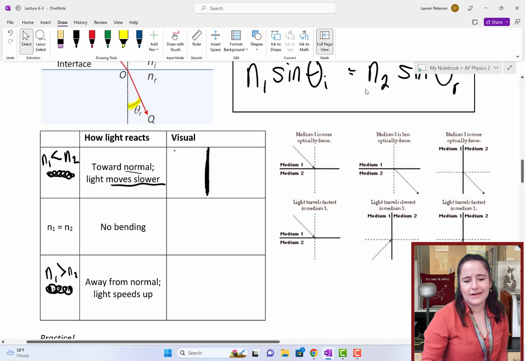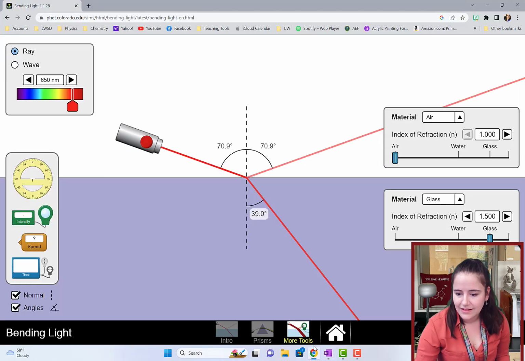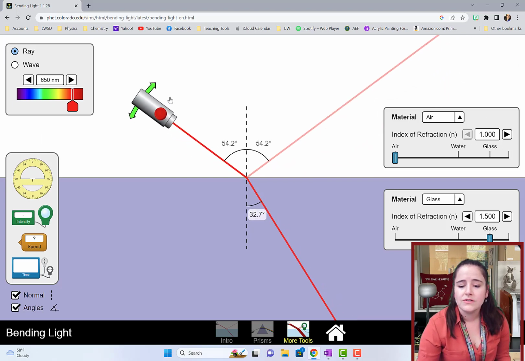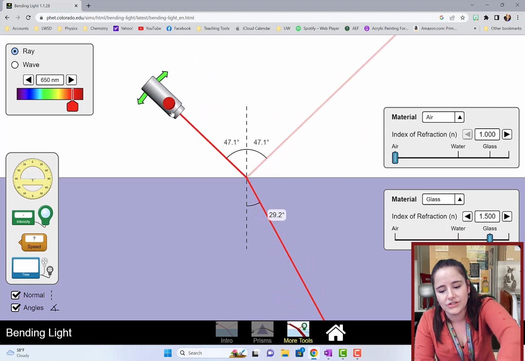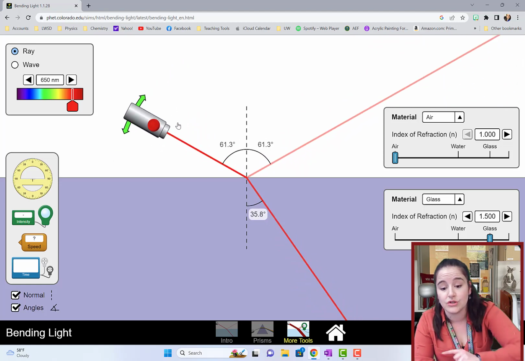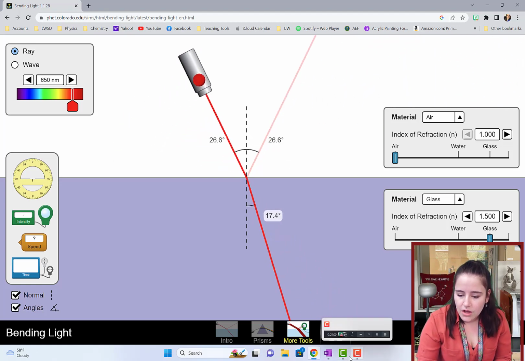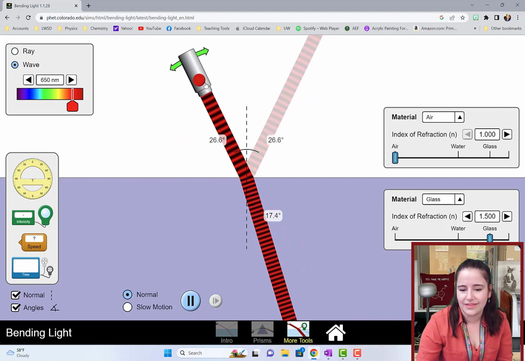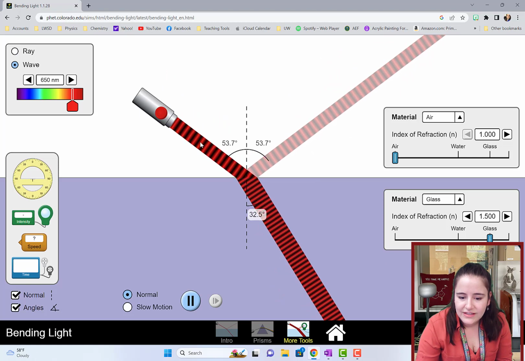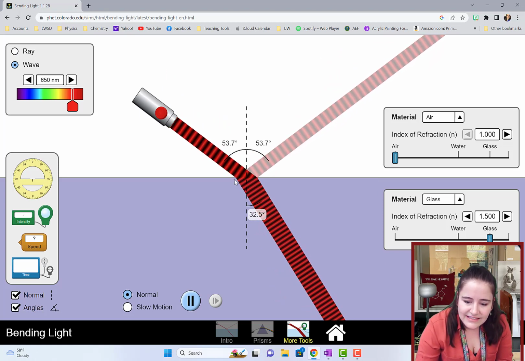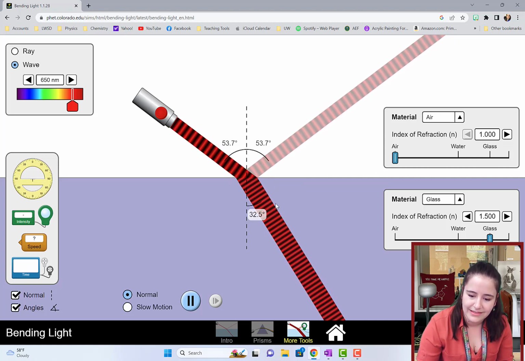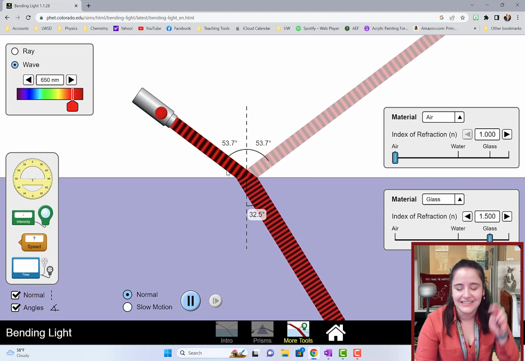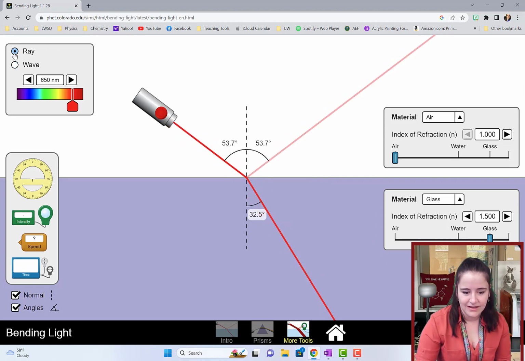Okay. When n1 is less than n2, like here, n1 is 1 and n2 is 1.5. There we can see that as the angle of incidence increases, this angle is always going to be lower. It always bends toward the normal. And again, it helps to picture that with the wavefront, okay? This edge of it is going to hit and slow down first, and that's going to make it bend toward the normal line, because that end of the wave is hitting there faster, okay?